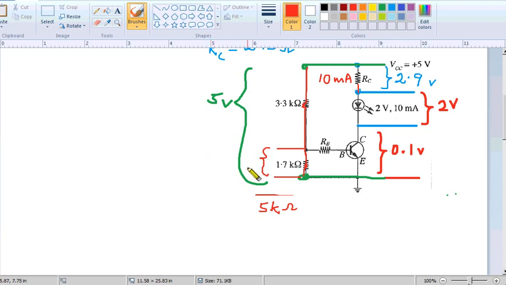So here 1.7 kilo ohm is there. Then what is the voltage across that resistor? 1.7 volt. Very easy, 1.7 volt. So 1.7 volt is there between these two junctions. So there is a drop here between base and emitter, 0.7 volt. That is given in the question.